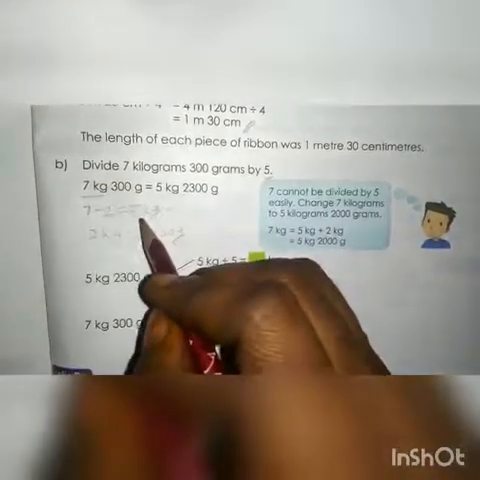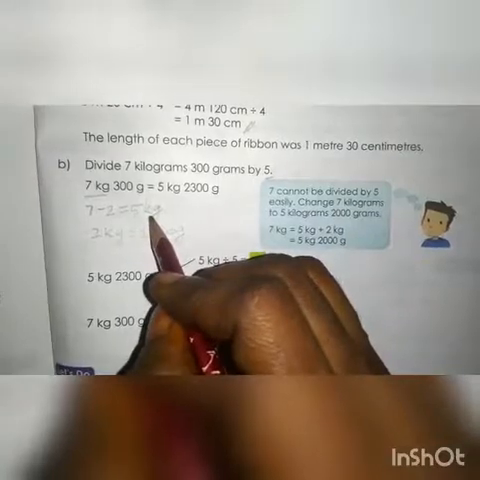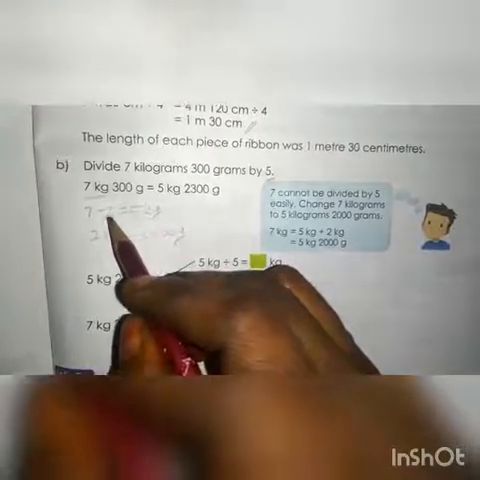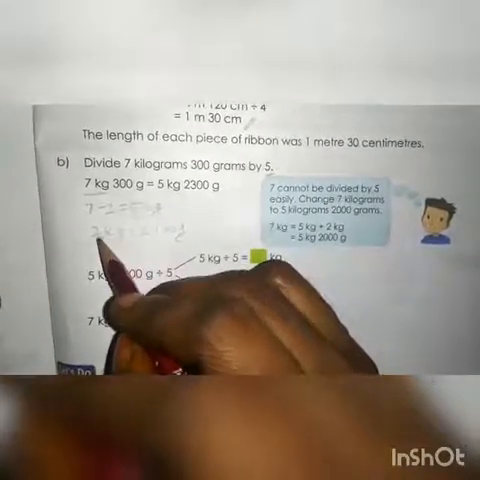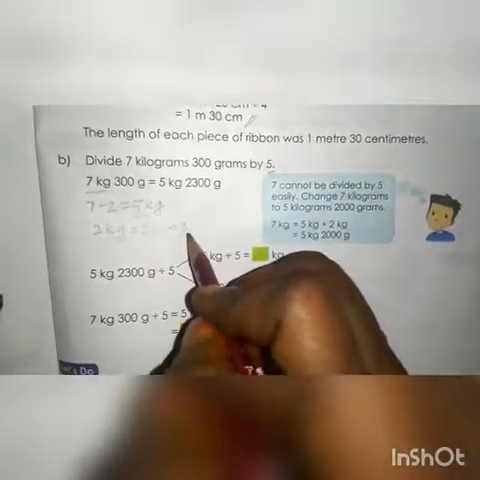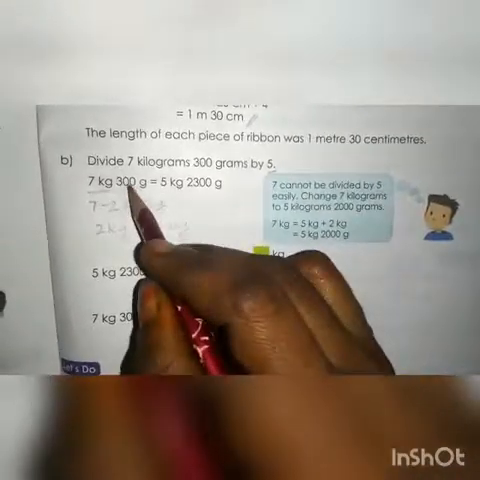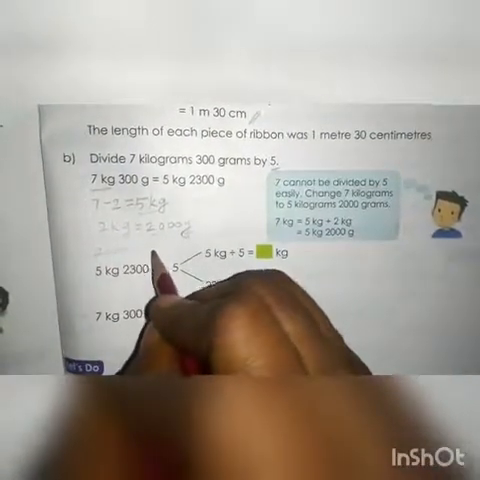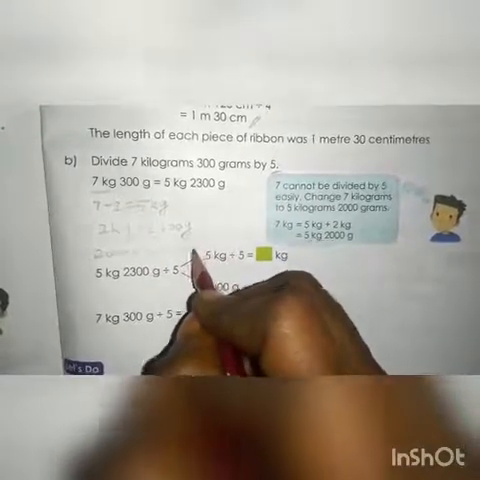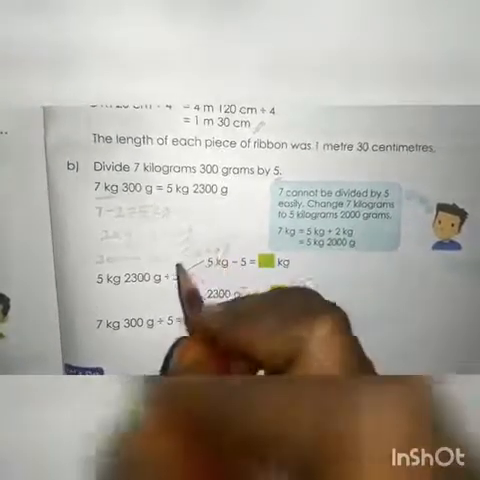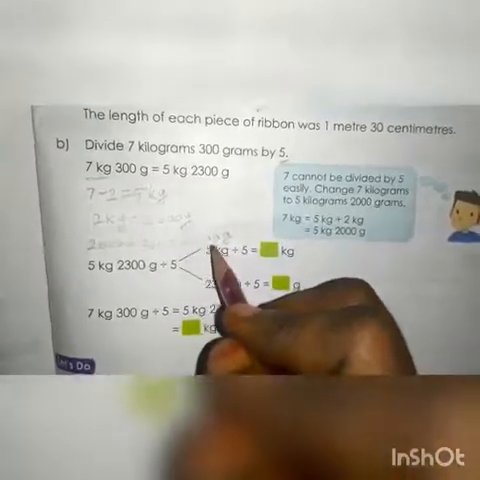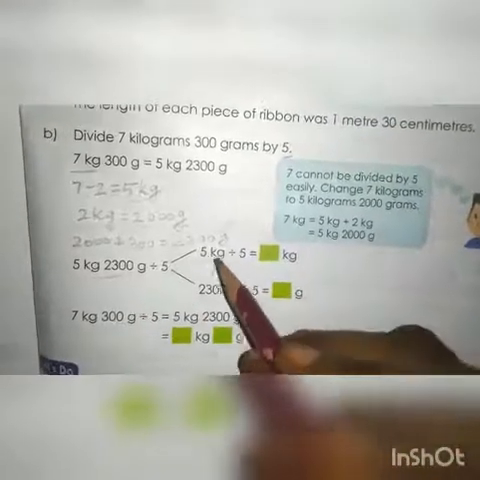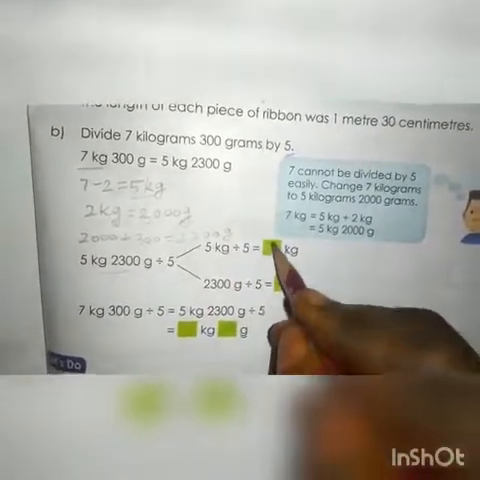7 kilogram is converted as 5 kilogram. We have taken 2 kilograms separately, right? So 2 kilogram is converted to 2000 gram. We have to add this 2000 gram with 300 gram. So 2000 plus 300 is equal to 2300 gram. So we got the answer as 5 kilogram 2300 gram here. Okay. Now we have to divide by 5 separately. 5 kg divided by 5 is 1. 5 by 5 is 1.